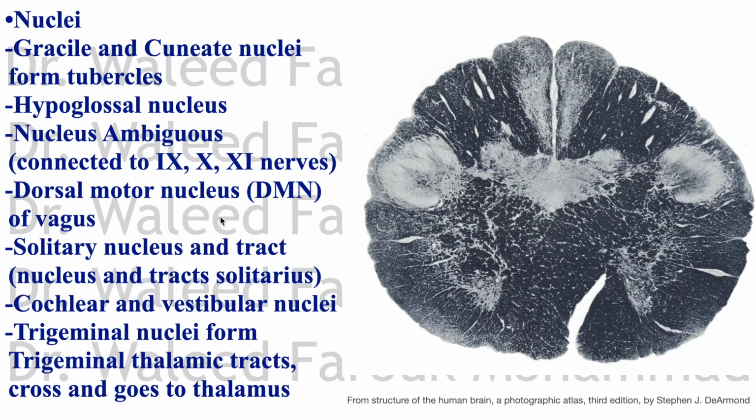The dorsal motor nucleus of the vagus is present also. The solitary nucleus and tract, the nucleus and tractus solitarius, and the cochlear and vestibular nuclei, the trigeminal nuclei that form the trigeminal thalamic tracts, they cross and go to the thalamus.